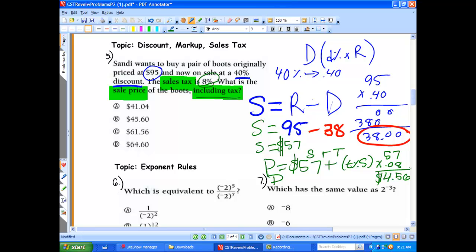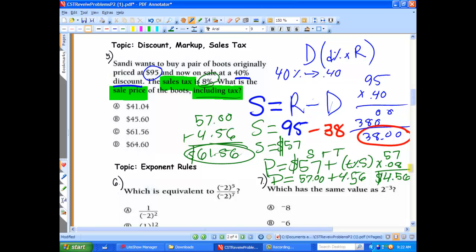So our price for all the items is $57 plus $4.56. We do a little side work here. We get 57 plus 4.56, and we should get $61.56. So our answer is C.